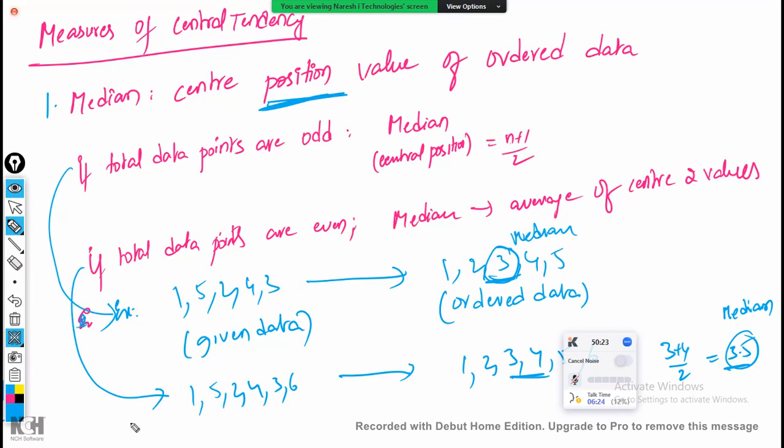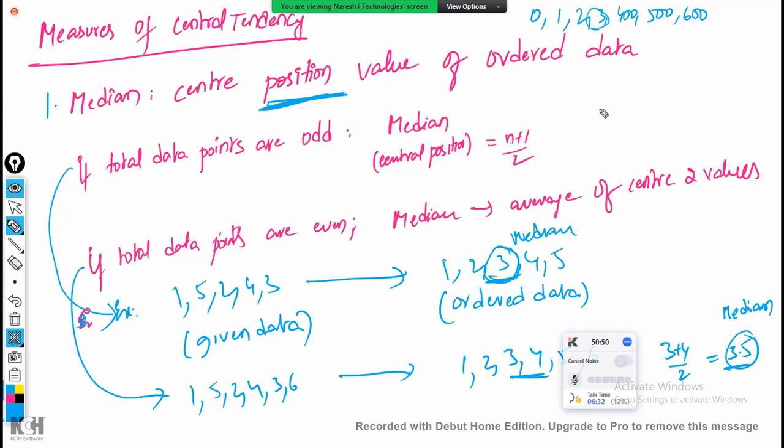Sir, for example, I have a data set like this: 0, 1, 2, 3, 400, 500, and 600. In this case, what is the median, miss? 3 only is the median. We are not calculating the average. We are calculating the position. In the given position, what is there in the center position?